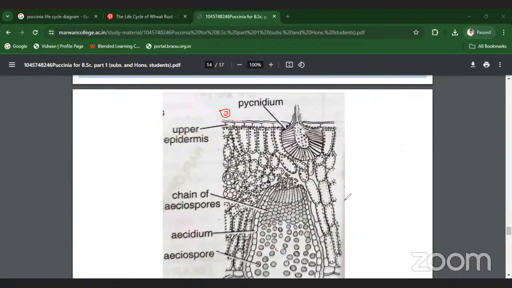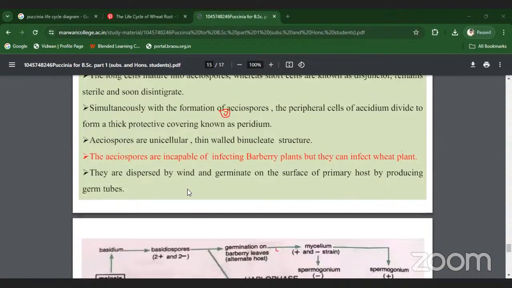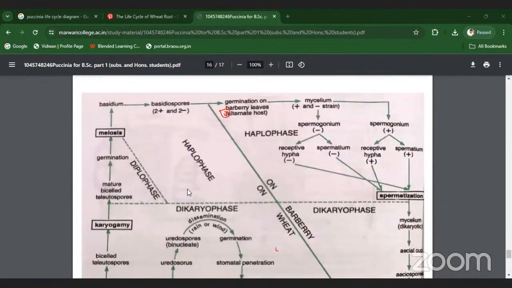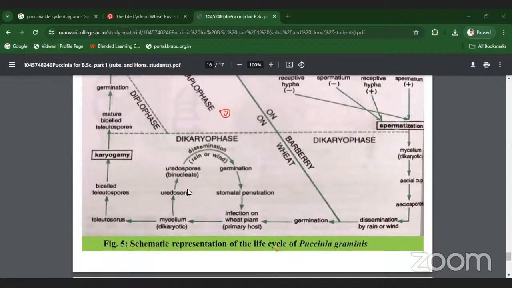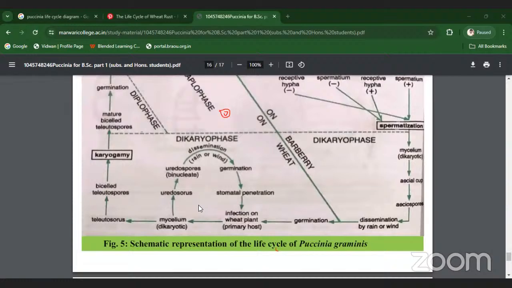Let's see the life cycle. Develops a mycelium issues for chem. Are you right? It's not covered in single. Are you able to see the life cycle chart? Yes, sir.